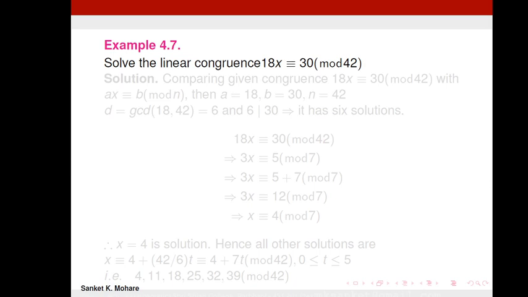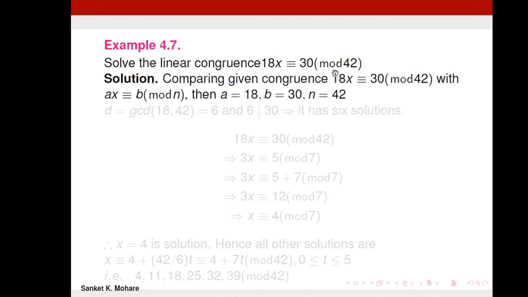Now let's have an example. Solve the linear congruence 18x congruent to 30 modulo 42. Comparing the given congruence 18x congruent to 30 modulo 42 with ax congruent to b modulo n, we obtain a is equal to 18, b is equal to 30, and n is equal to 42, and this congruence has a solution if and only if GCD of a comma n divides b.